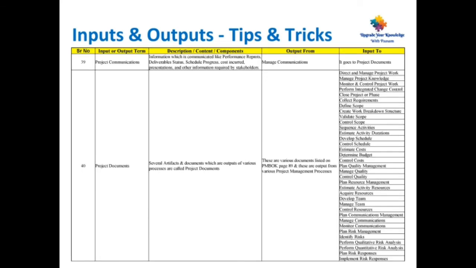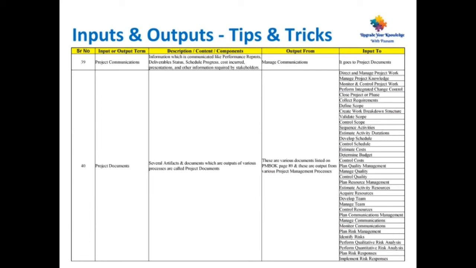Coming to the next slide, point number 39, project communications. Information which is communicated, like performance reports, deliverable status, schedule progress, cost incurred, presentations and other information required by stakeholders. This is the output from manage communications. It goes to various project documents.